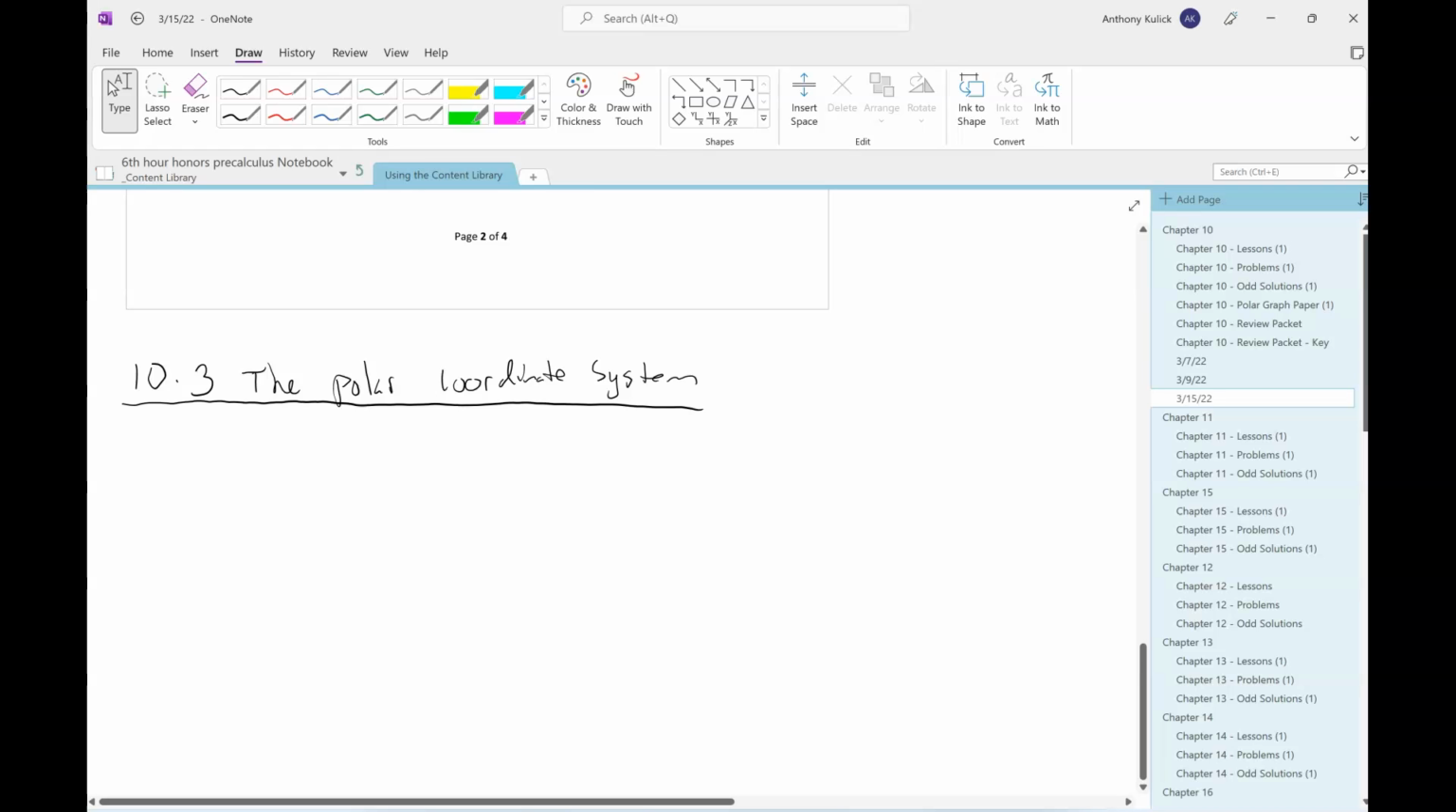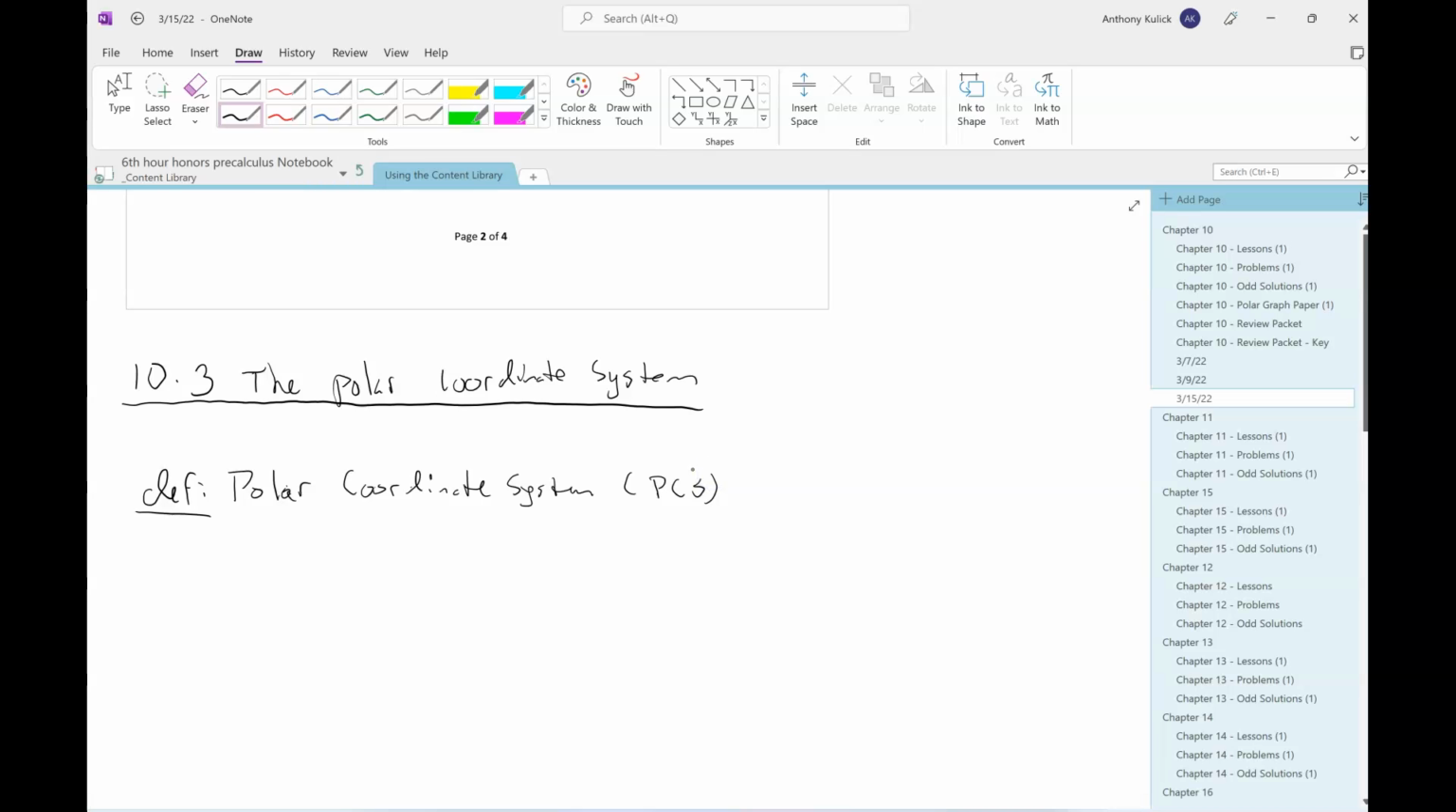Today, though, we're going to define a new coordinate system called the polar coordinate system. I'm just going to abbreviate that as PCS because we're probably going to write that a bunch of times, and polar coordinate system's a whole lot of letters, and I'm just not about that life, you know. All right.